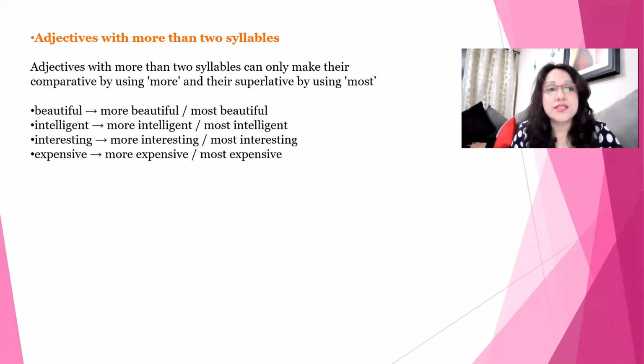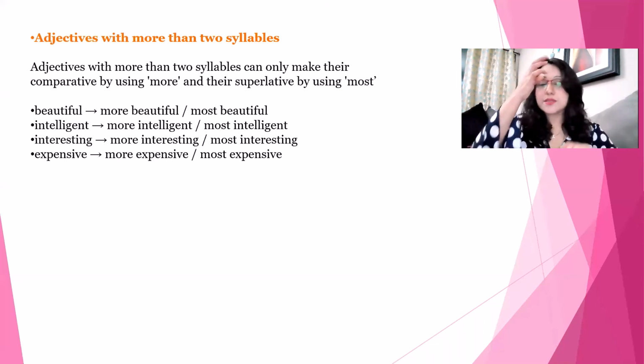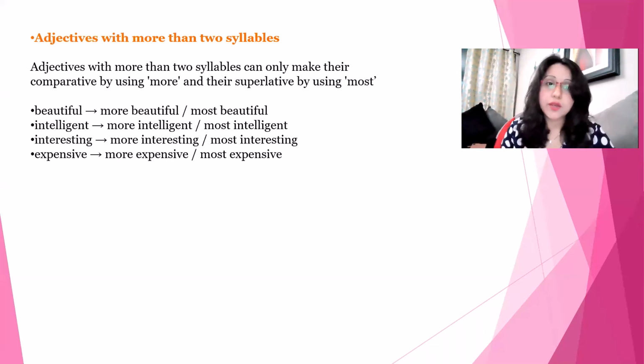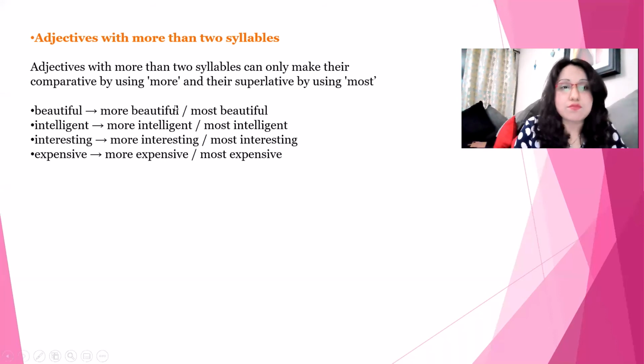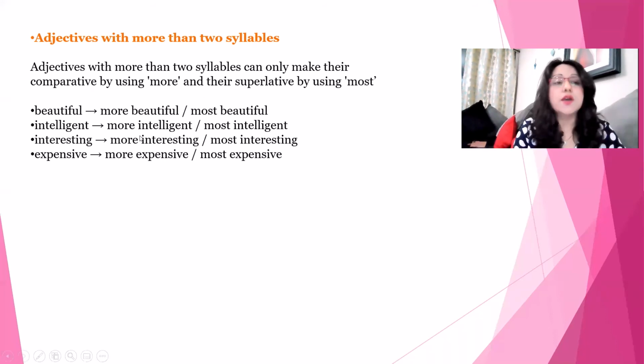Now, when you have adjectives with more than two syllables, what do we use? Adjectives with more than two syllables can only make their comparatives by using more and their superlative by using the most. All right, so with two syllables, you can sometimes use both ER and EST or more and the most. But when you have more than two syllables, that is not an option. So we only make our comparative by using more and we make our superlative by using the most.